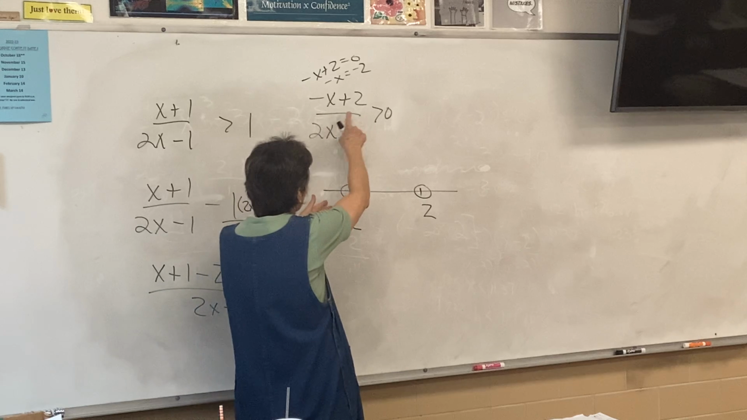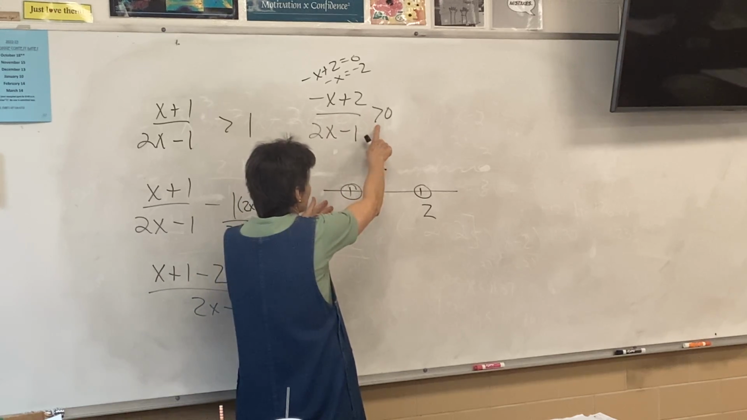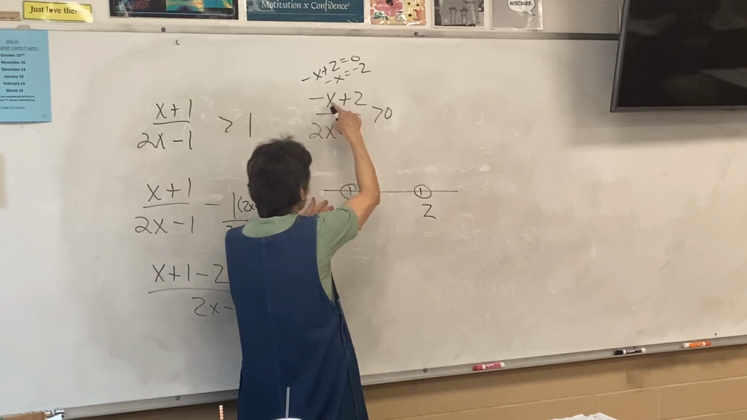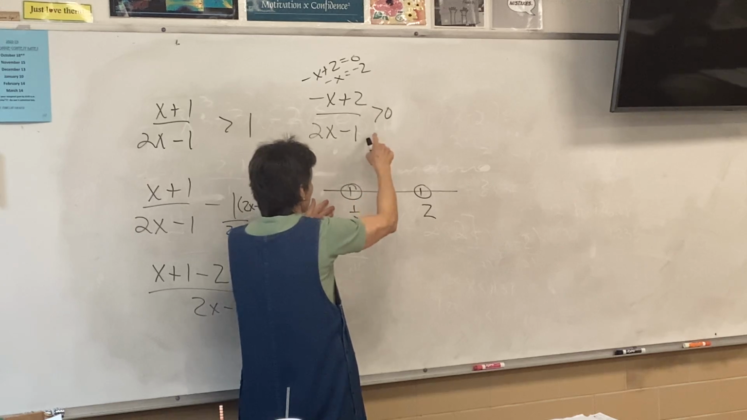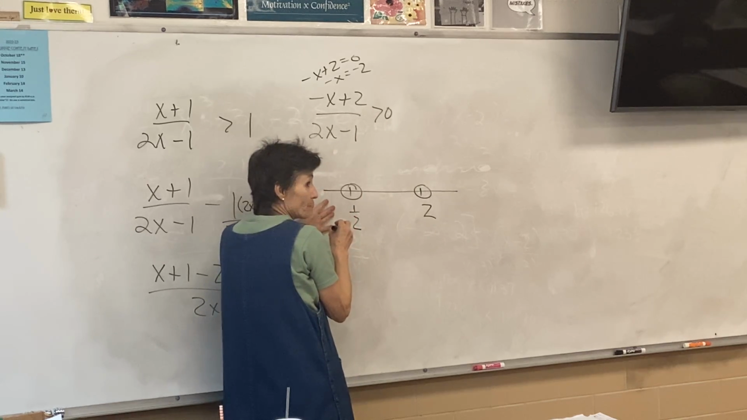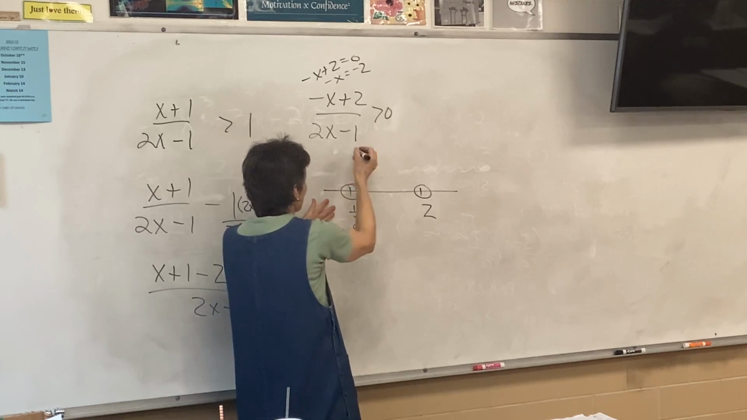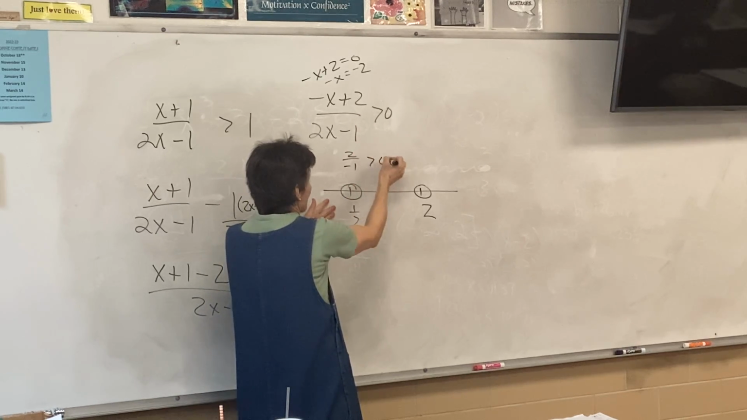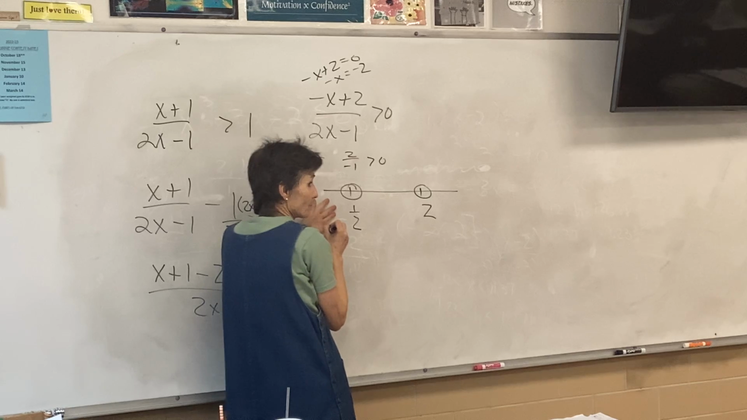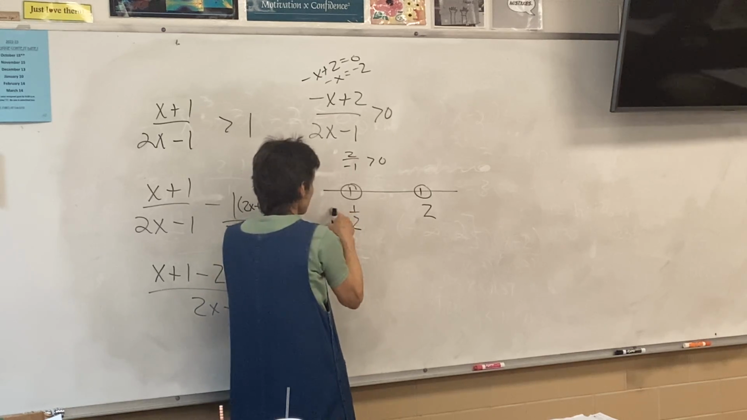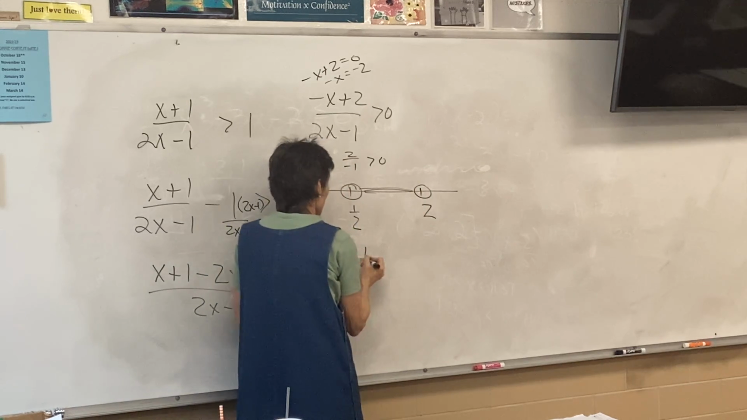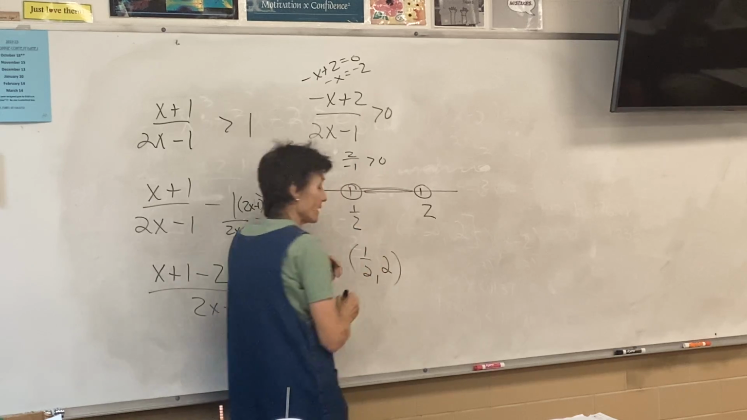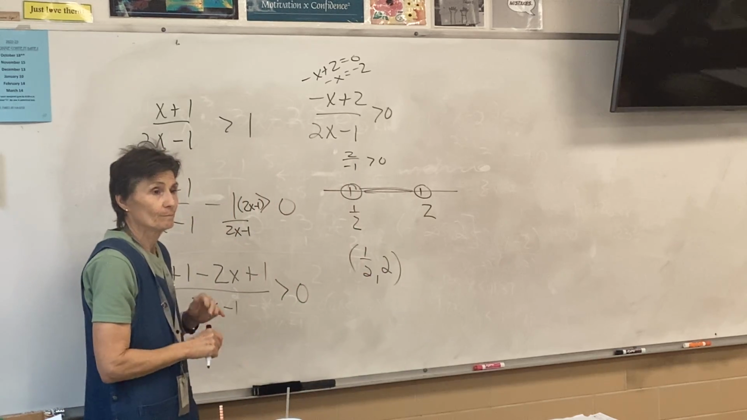So if I put 0 in for my x's, do I get something greater than 0? Does it turn out positive? I don't think so. Then let's say 2 over negative 1. Is that bigger than 0? No. So this doesn't get shaded, this does. So your answer is everything between 1/2 and 2.